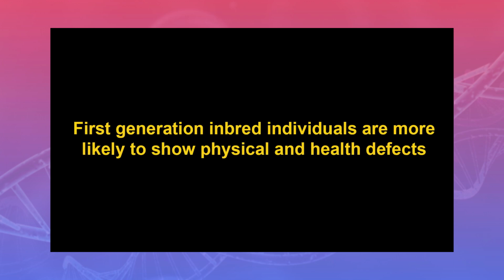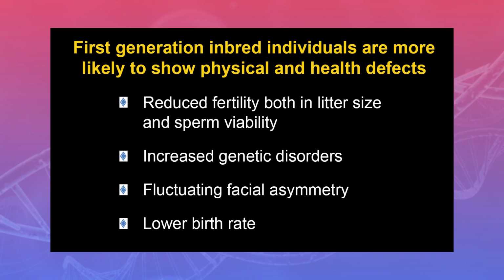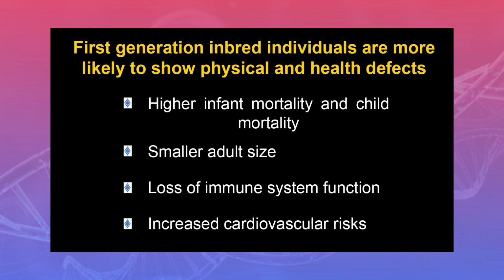Inbreeding may result in a greater than expected phenotypic expression of deleterious recessive alleles within a population. As a result, first-generation inbred individuals are more likely to show physical and health defects, including reduced fertility both in litter size and sperm viability, increased genetic disorders, fluctuating facial asymmetry, lower birth rate, higher infant mortality and child mortality, smaller adult size, loss of immune system function, increased cardiovascular risks.